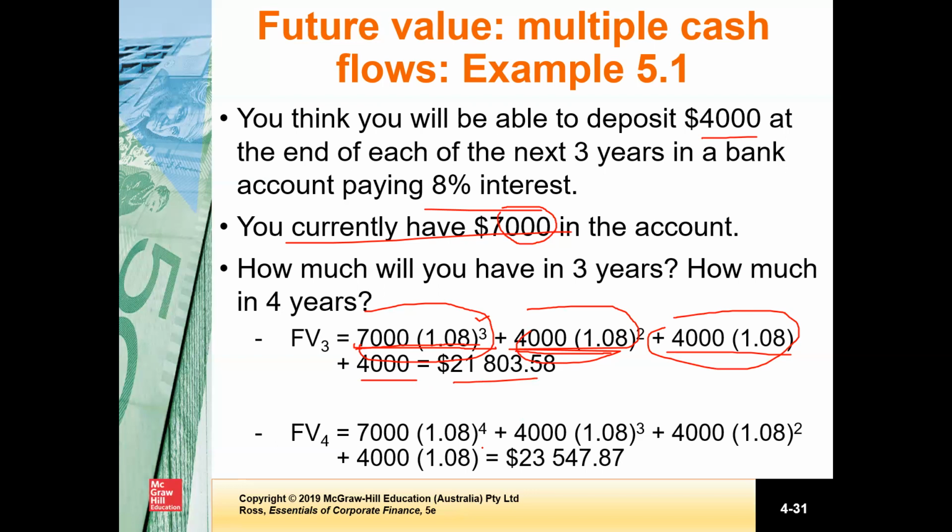Okay, so if it is 4 years, so 7,000 will be compounded for 4 years. First 4,000 for 3 years, second 4,000 for 2 years, and third 4,000 for 1 year. So this is how we calculate the present value, future value of multiple cash flows.